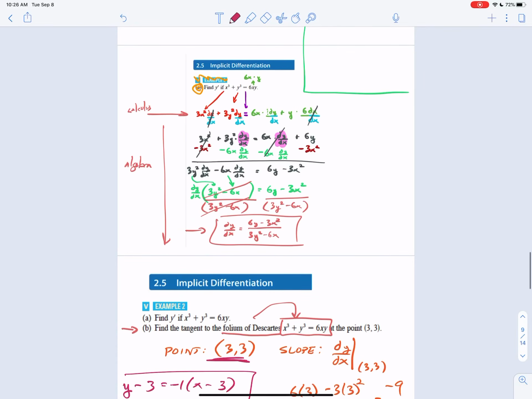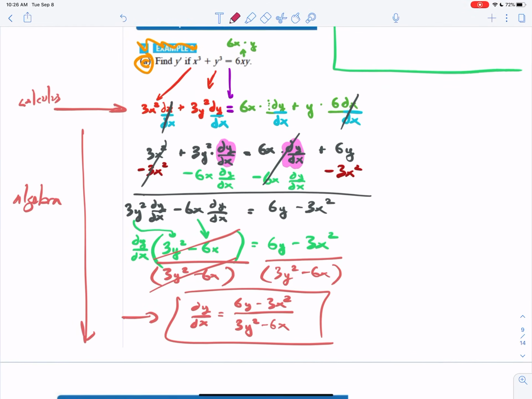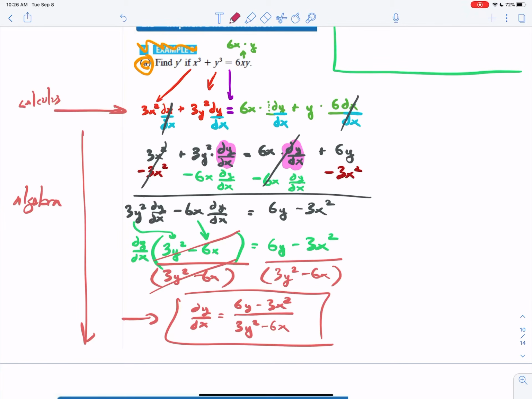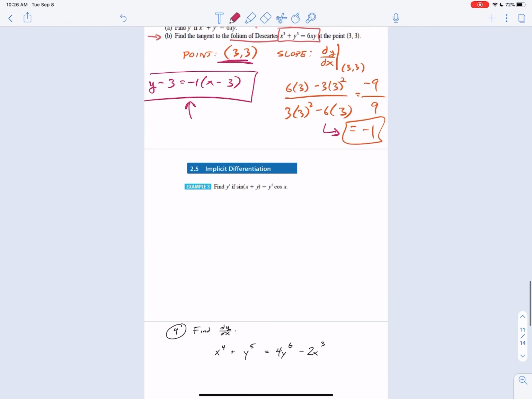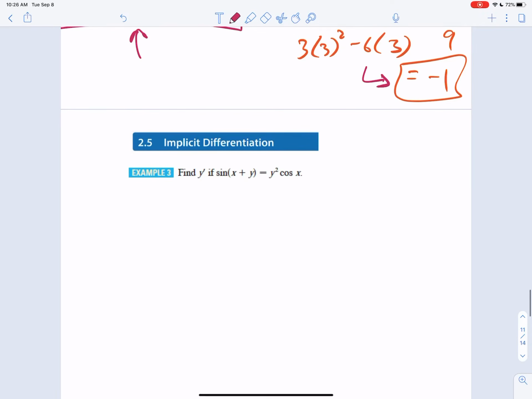So this is pretty much what you guys will see for the most part, where you have multiple dy/dx's. You've got to bring them to one side, and then you've got to isolate it. Okay. Here's part C. Try it out on your own. Go as far as you can.